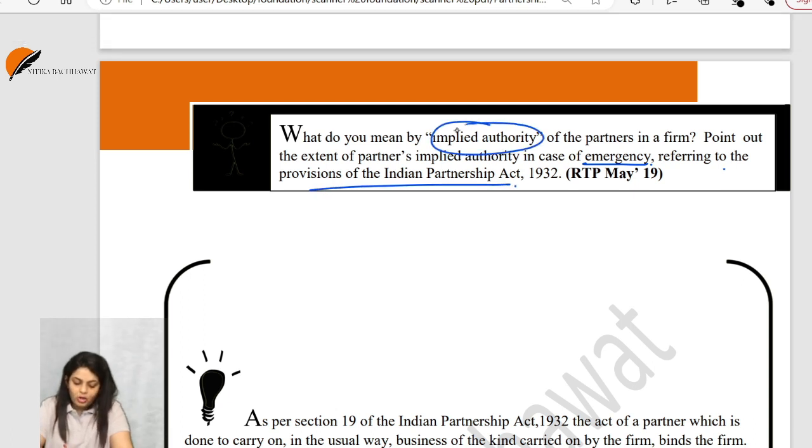So, implied authority means the authority of a partner to act in the name of the firm. The act must be done in the usual course of the business. If it is not in the usual course, the firm is not liable. Any act done by a partner which is outside his implied authority shall not bind the firm.